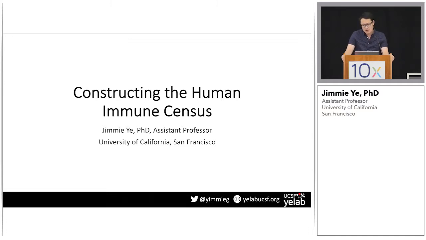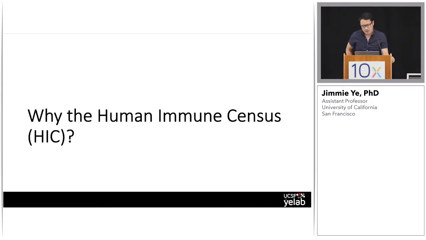So I'm going to tell you a little bit about the efforts ongoing in my lab for the past 2 years or so to try to build a molecular survey of gene expression in primary human immune cells across a large population cohort. So I'm going to give a brief introduction on why we want to do this, why do we want to build the human immune census.